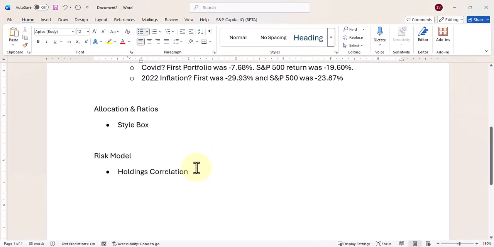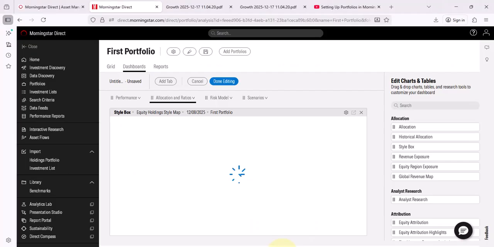The last thing I wanted to show you was the holdings correlation. Oftentimes what we want to do when we create a portfolio is to find investments that have a lower correlation with each other in order to get a good diversification benefit. So let's go out here and pull that up.